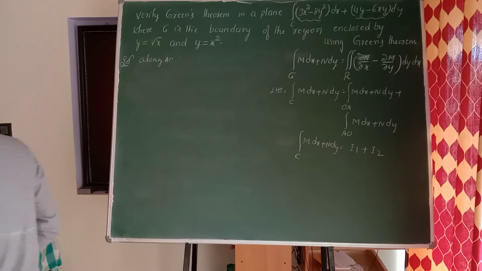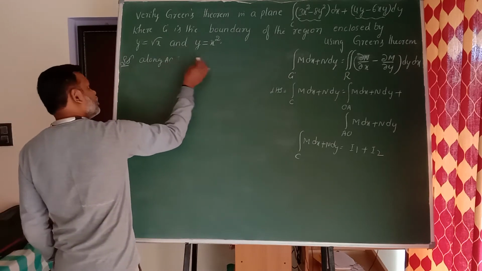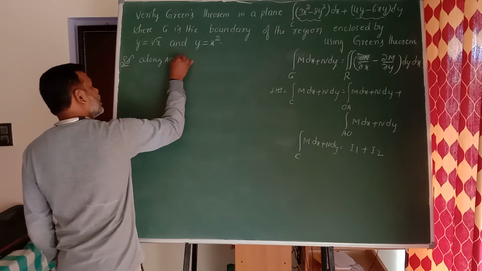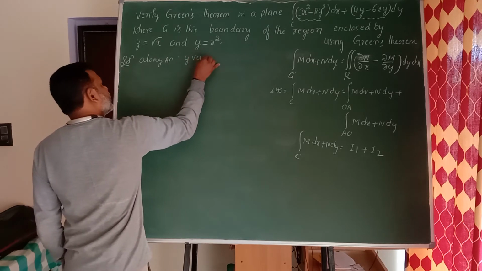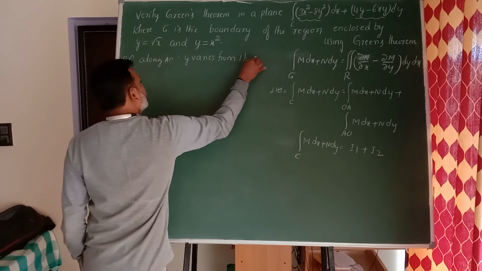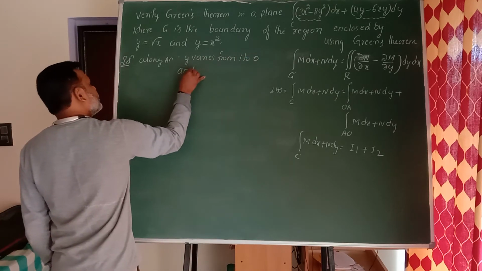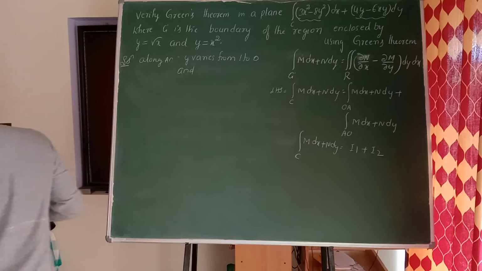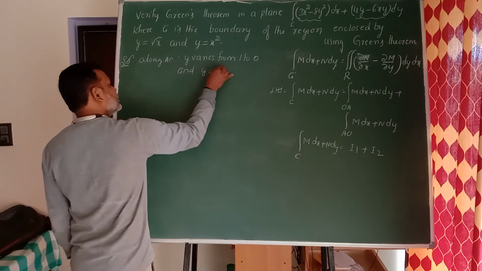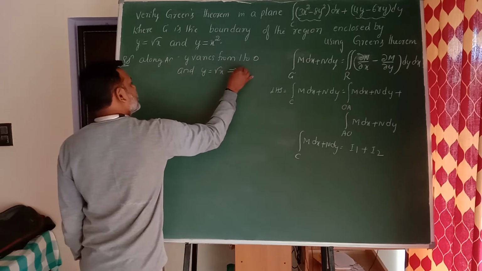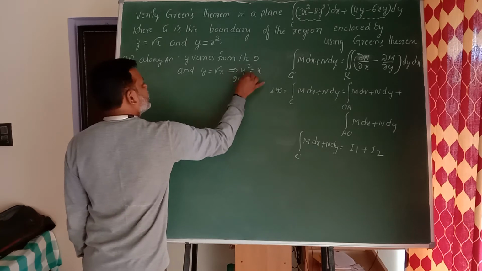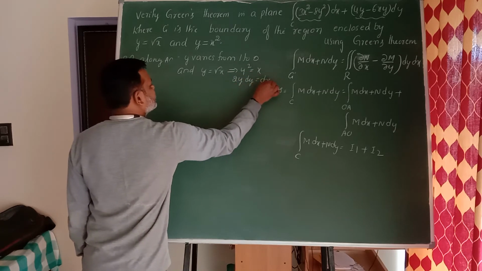This is the procedure for how we are going to do this. Understand this. Along AO, y varies from 1 to 0. In the previous problem we took y = x², but here y = √x, the lower curve, that is y² = x. If you differentiate, what do we get? 2y dy = dx.